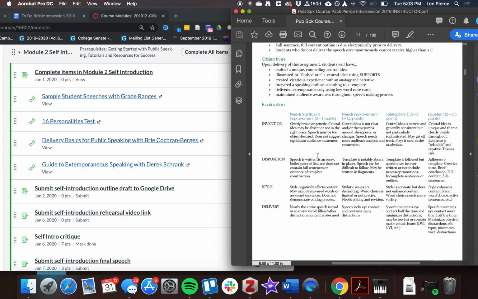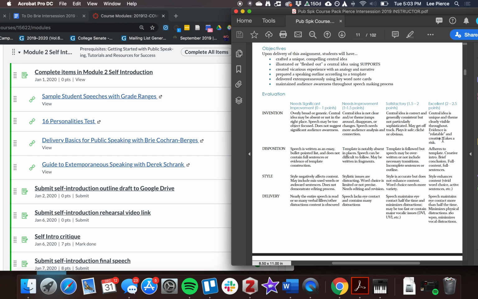And then as you can see, we're going to use the canons of rhetoric to evaluate it: invention, disposition, style, and delivery. Took memory out of this one because that's a more advanced topic. Invention is how good the idea is in the speech. So central idea is unique and remains clearly visible throughout. Evidence is, quote unquote, relatable. We'll talk about that. And creative, and the speech takes a little bit of a risk. So that's all the stuff for invention.